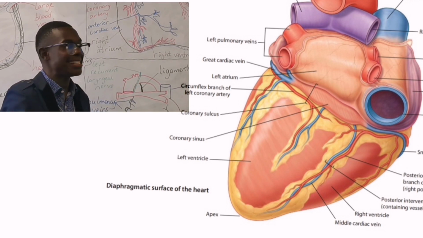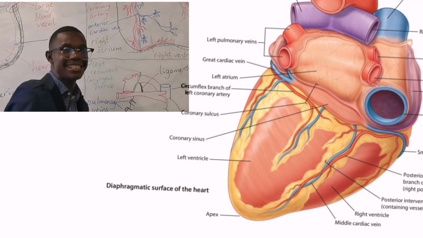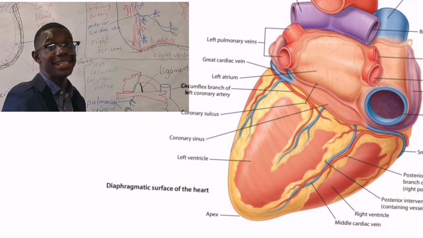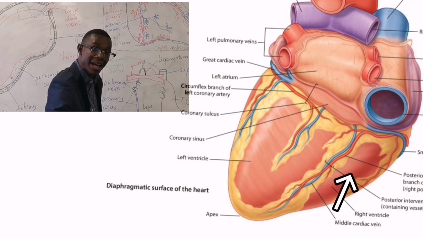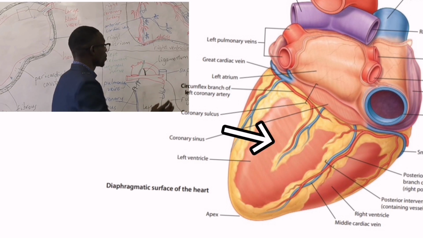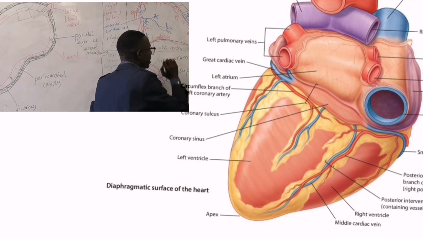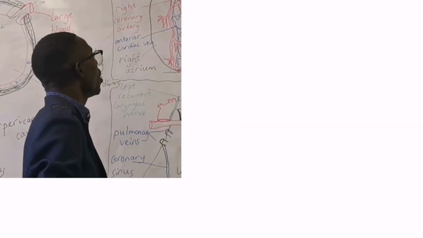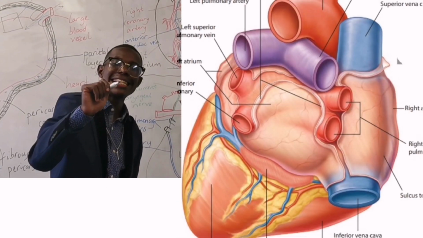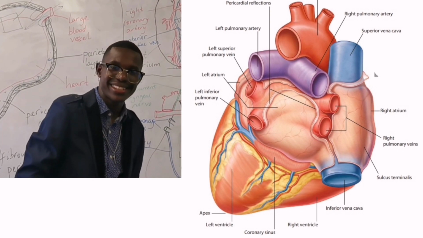So what features are found on the diaphragmatic surface? We have 2 features of importance: the right ventricle and the left ventricle. They are the ones that form the diaphragmatic surface.